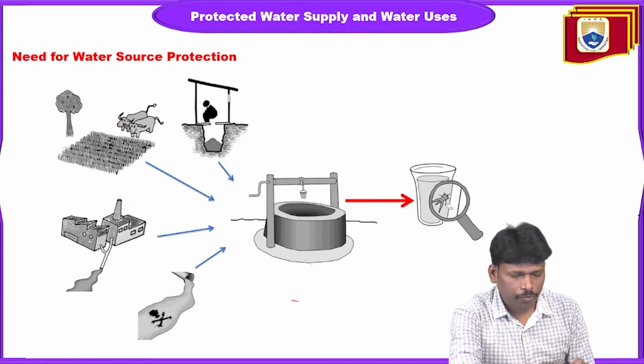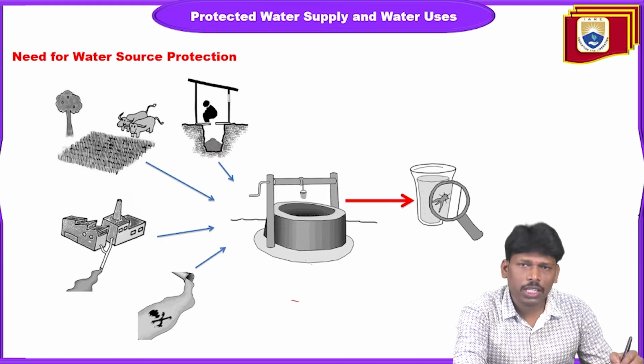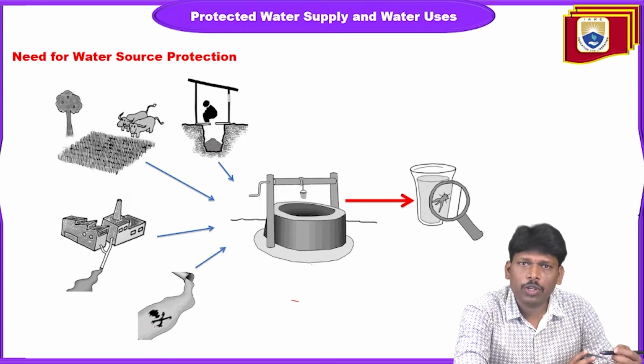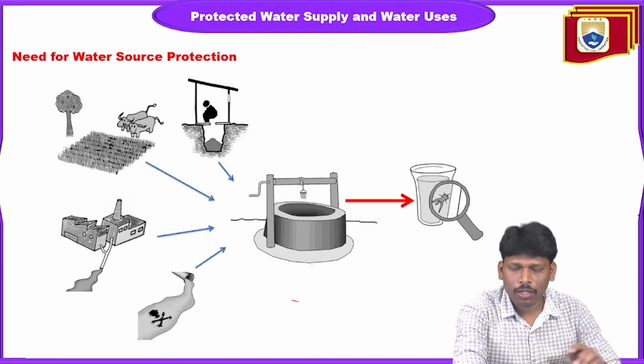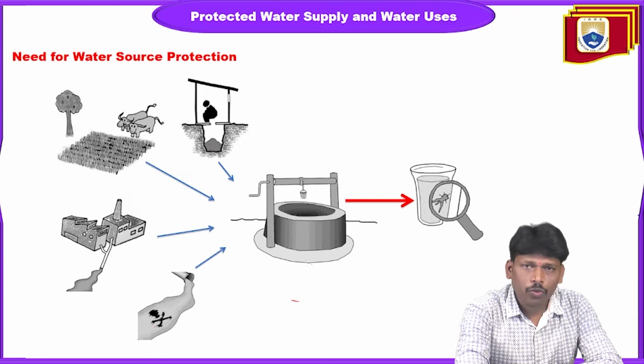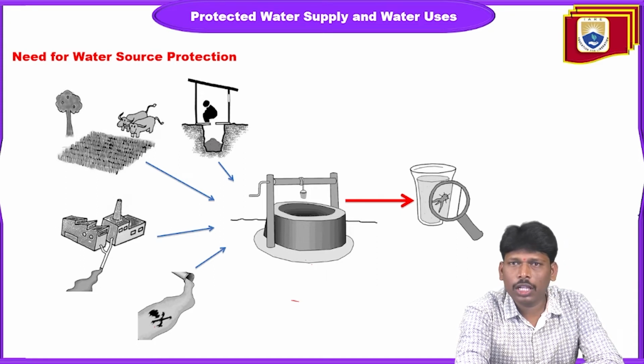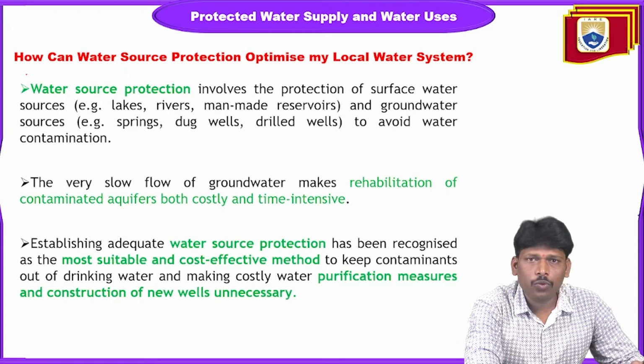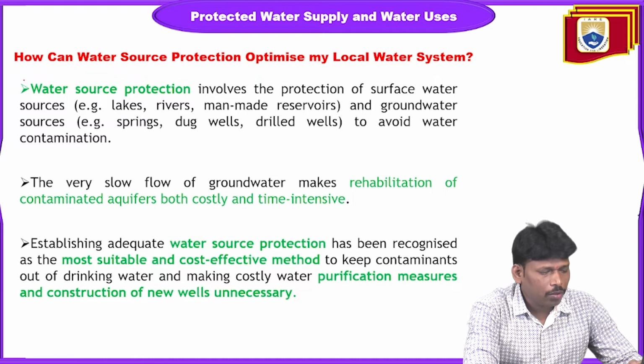Now see, if industrial waste and solid waste mix with the source, there is a 100% possibility of contaminating the water. Once contaminated water is supplied to the public, health issues will come, and it causes a lot of damage.